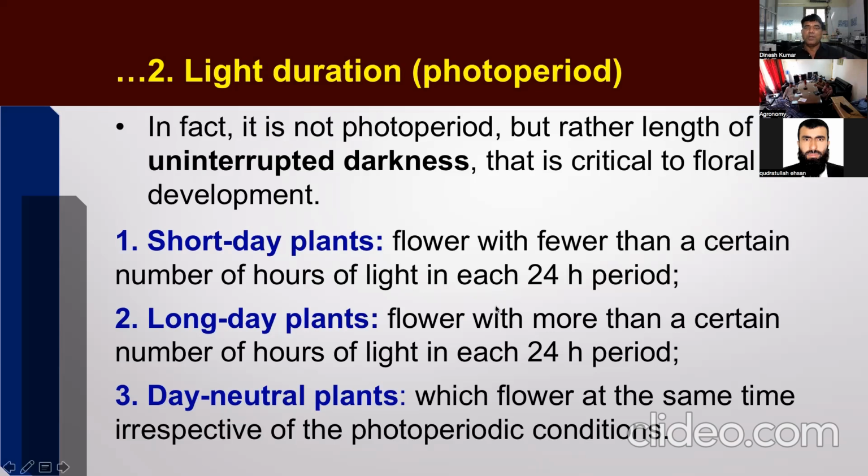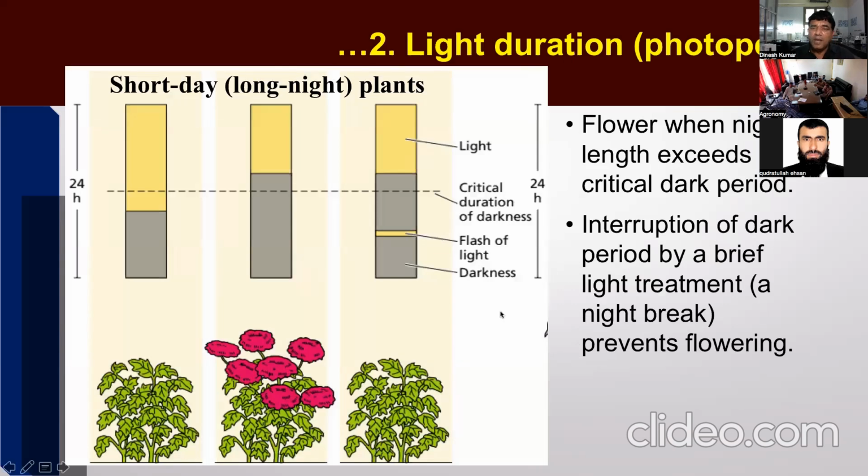But as I told you, the dark period is more important than the light period. So you can see this classical, very important picture. This picture shows the behavior of the short day plant in relation to flowering. Short day plant means their nights are longer. So you can call them either short day plants or long night plants. For them, this long night is more important than the short day.